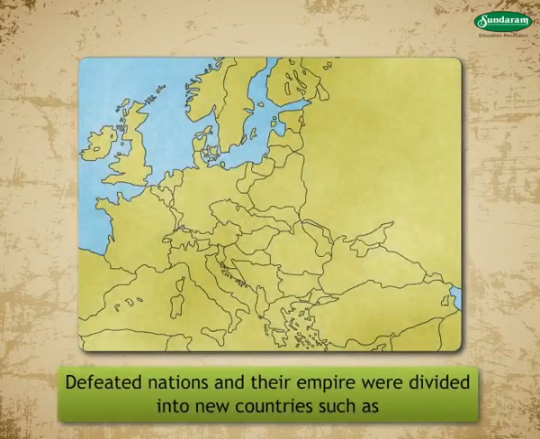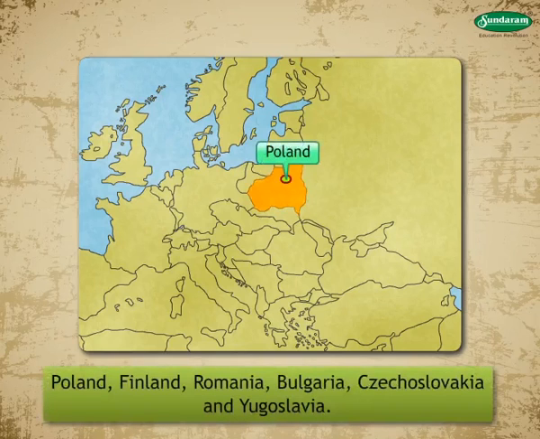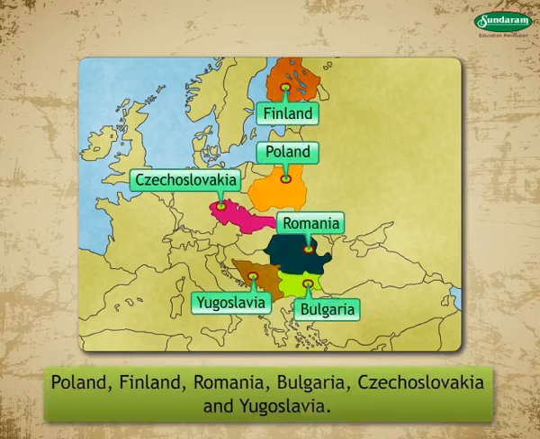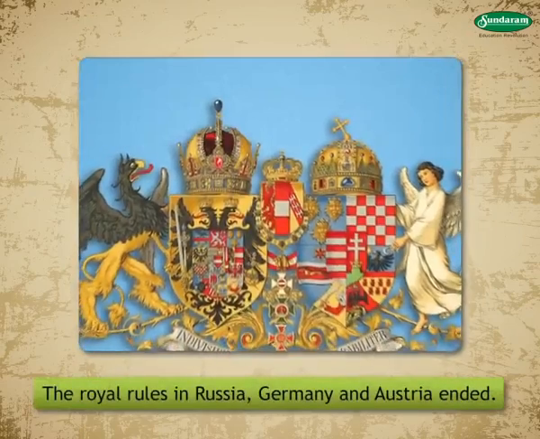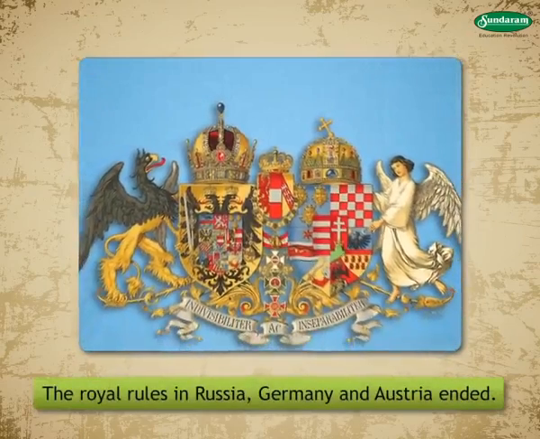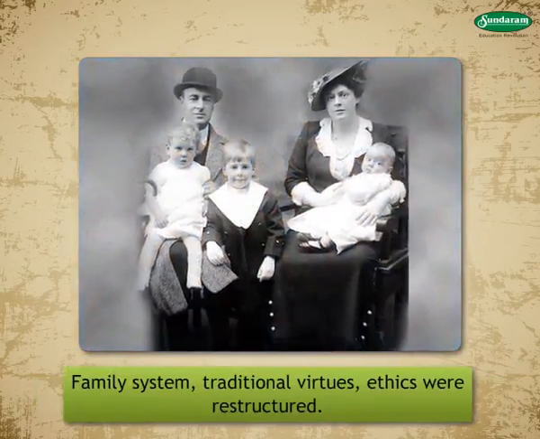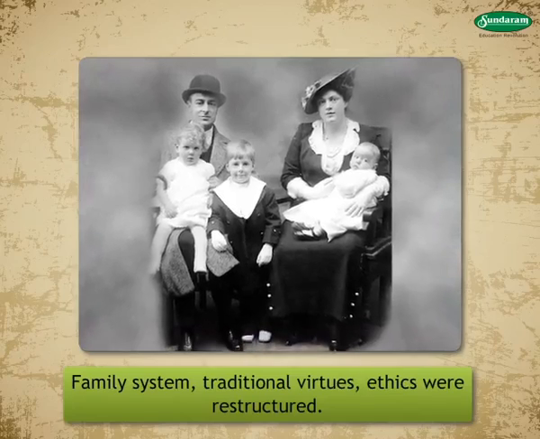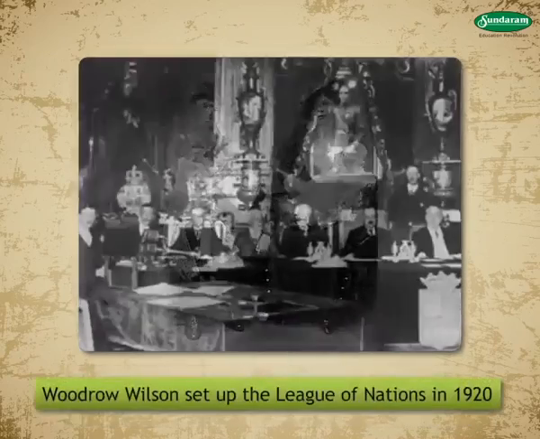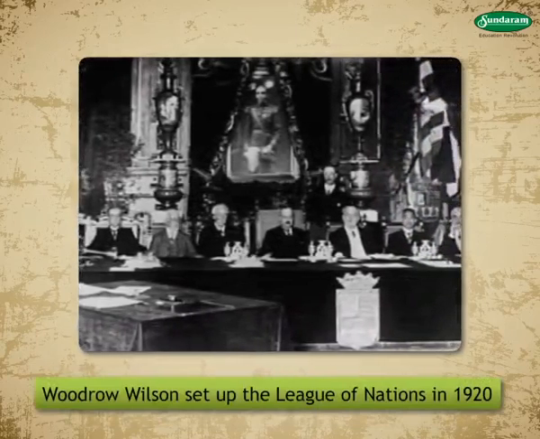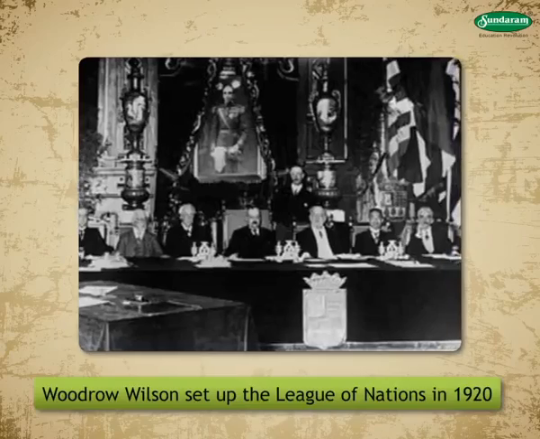Defeated nations and their empires were divided into new countries such as Poland, Finland, Romania, Bulgaria, Czechoslovakia and Yugoslavia. The royal rules in Russia, Germany and Austria came to an end. After the war, family system, traditional virtues and ethics were restructured. To avoid war in the future, Woodrow Wilson set up the League of Nations in 1920.